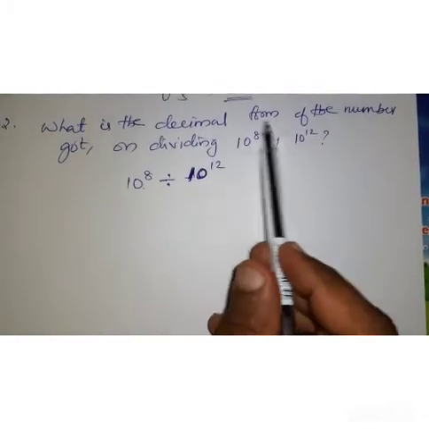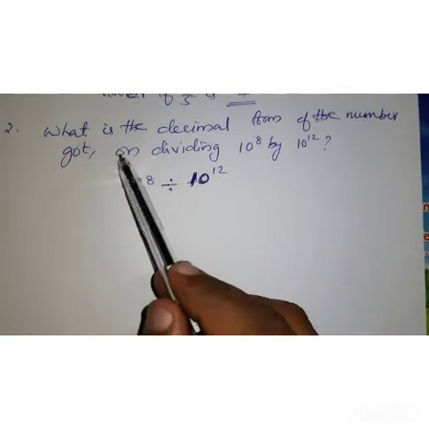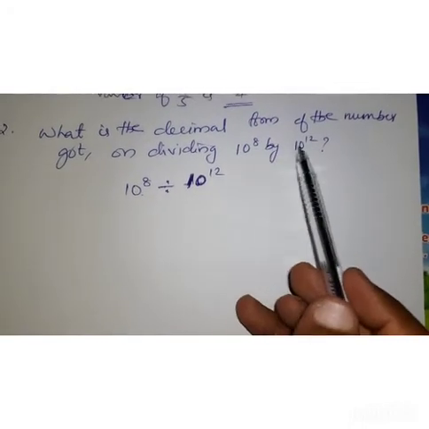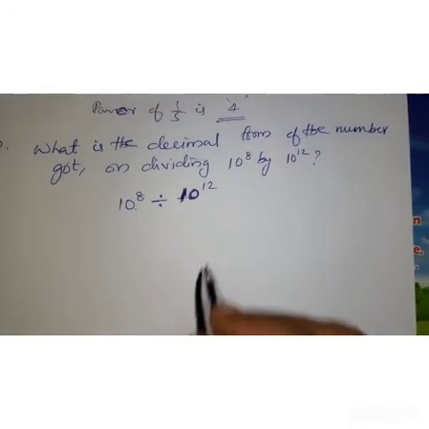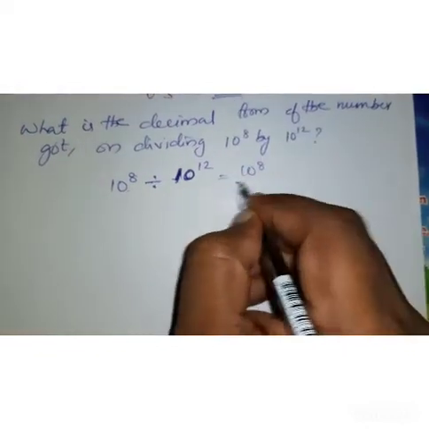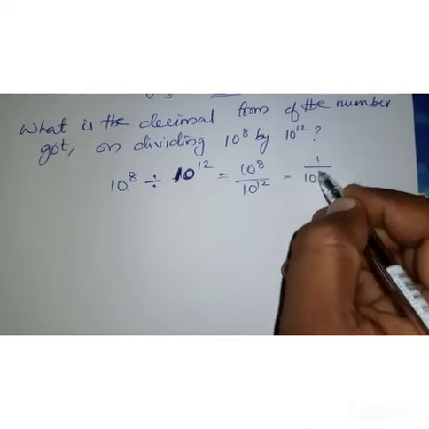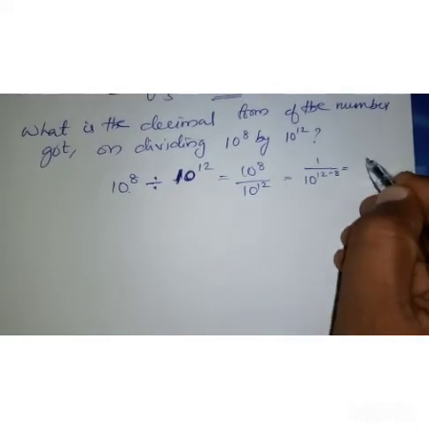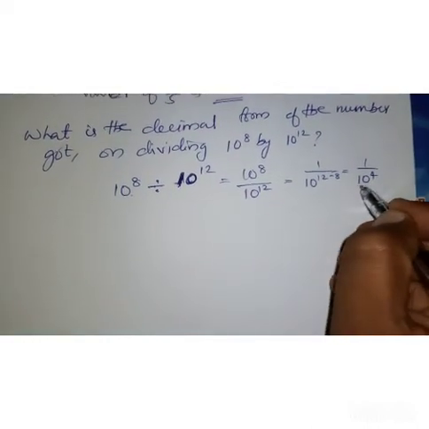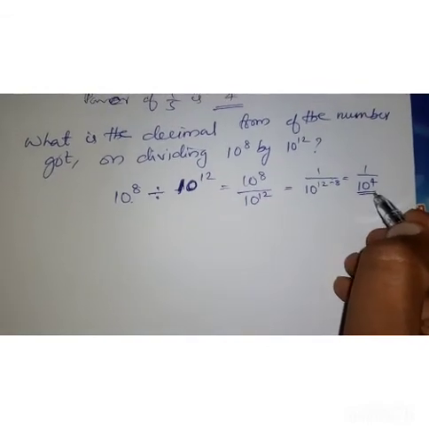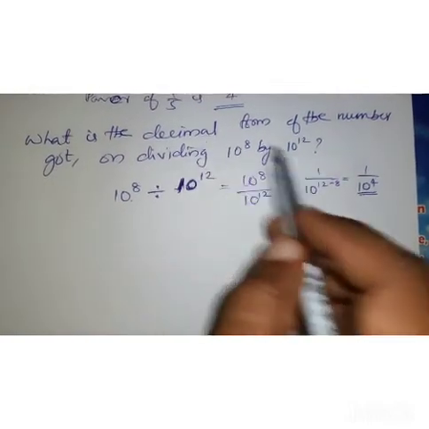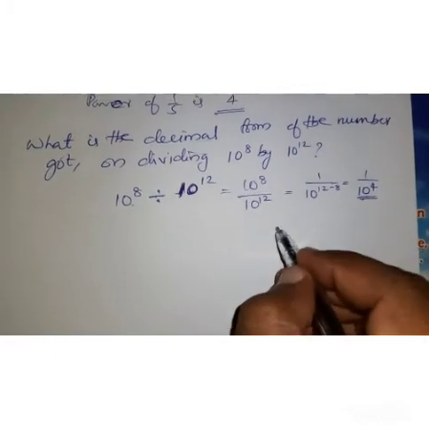What is the decimal form of the number got on dividing 10 raised to 8 by 10 raised to 12? How will you do this one? 10 raised to 8 divided by 10 raised to 12. So it is 1 divided by 10 raised to 12 minus 8. It is 1 divided by 10 raised to 4. This is not the answer. The question is the decimal form of this one we have to write.